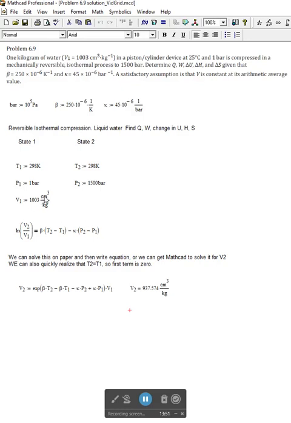I could have left everything in meters cubed per kilogram, but the specific volumes are very big, so you end up with scientific notation. Maybe that's not quite as convenient or photogenic looking as you're doing the calculations. So that is our calculation for V2.